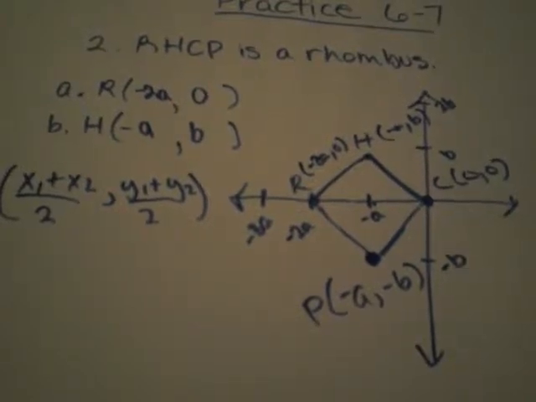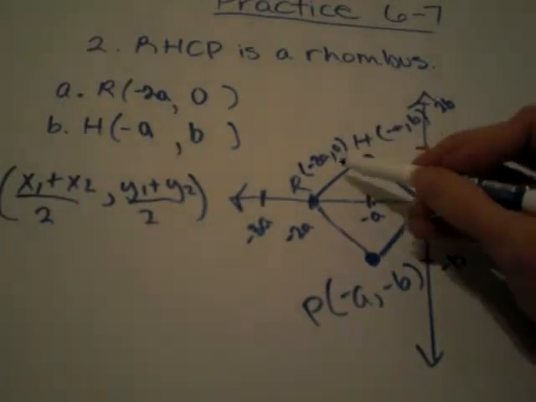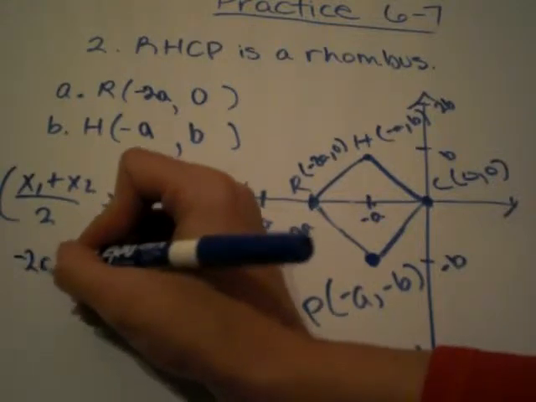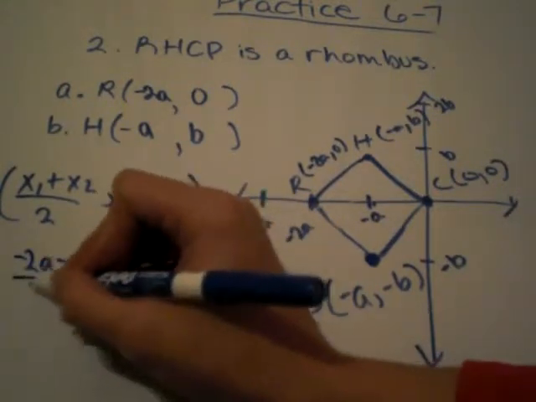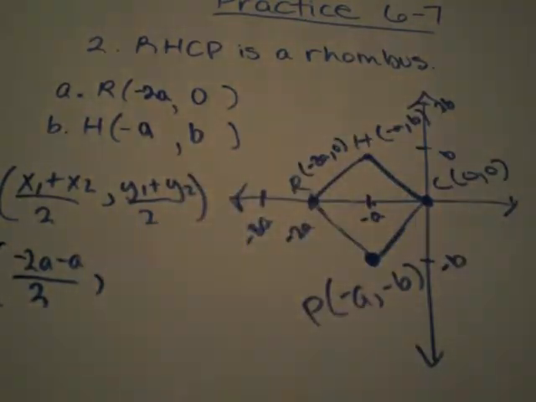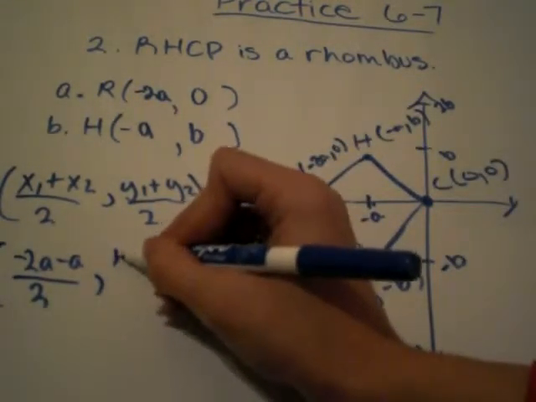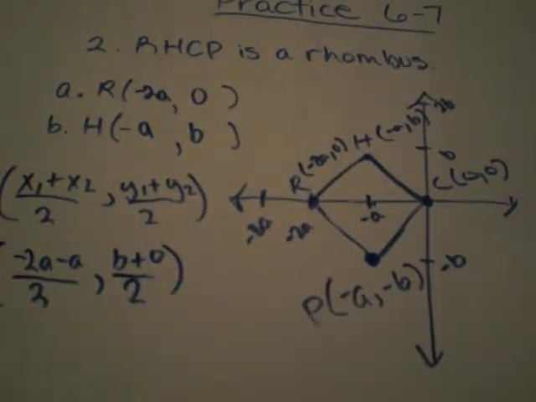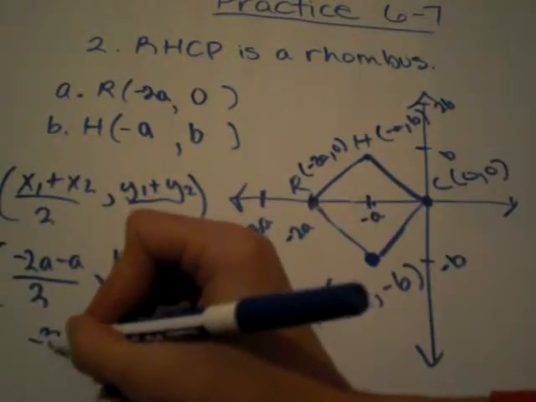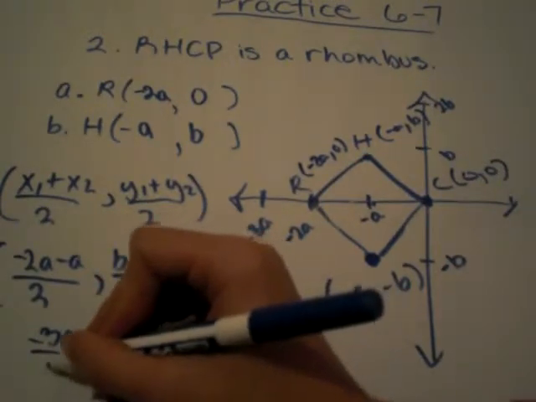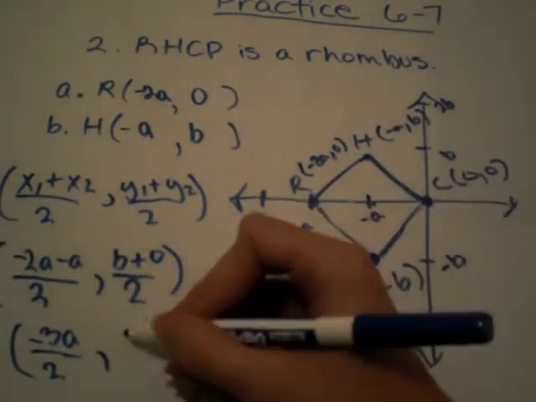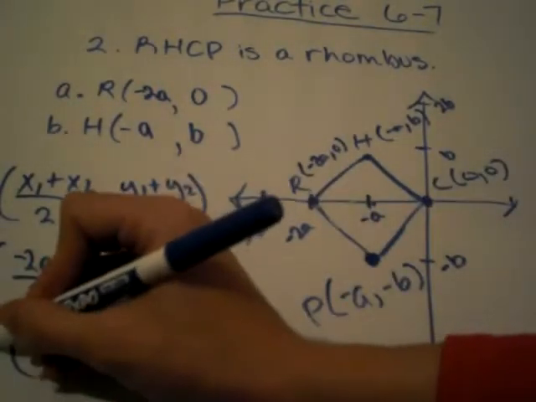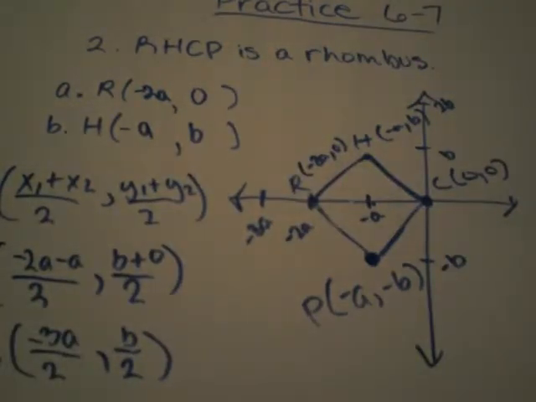Okay, now that we have that, we plug in our coordinates. R and H are the 2 points that we just used, so we add our x's together: -2a minus a over 2 for your x coordinate. For the y, b plus 0 over 2. And if we reduce that, -2a minus a is -3a over 2. And the y-coordinate would be b over 2, because b plus 0 is just b. So this would be our midpoint. This would be the answer to part C, the midpoint of R and H.